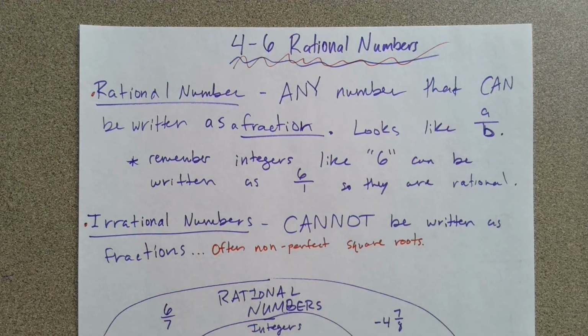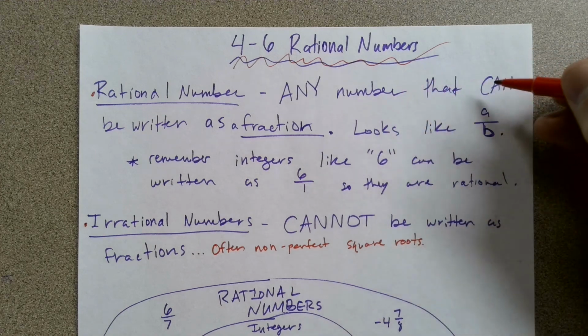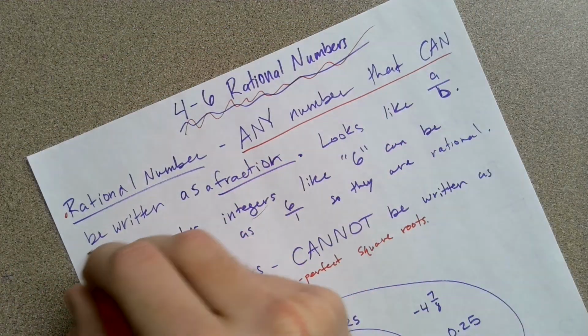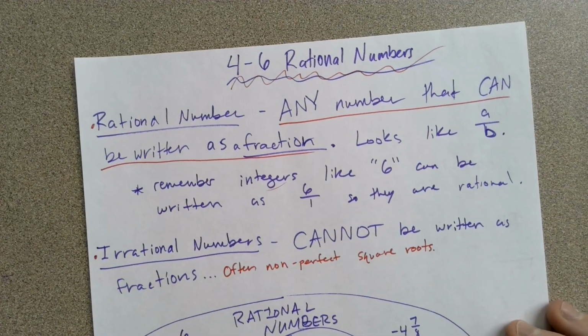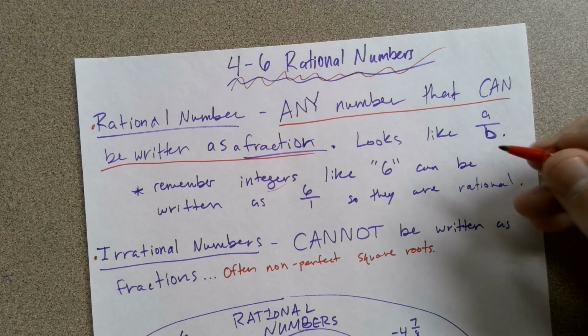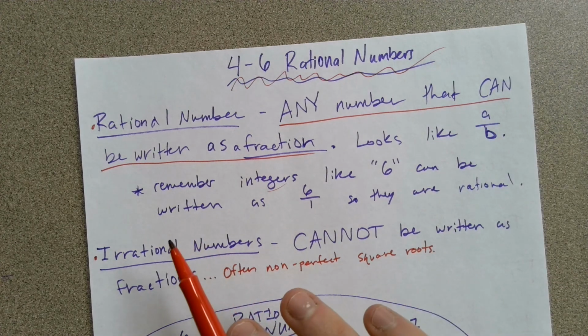A rational number, what that means is it's any number that can be written as a fraction. That is the definition I would like for you in your notebooks. Any number that can be written as a fraction. It'll look something like a over b, or any fraction that you've seen before. I know you've seen plenty of types of fractions.